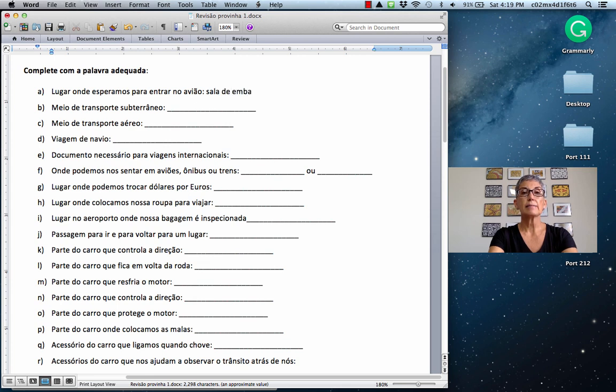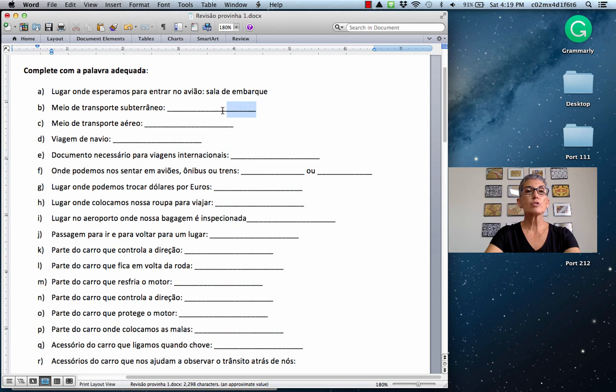de embarque. Okay? Notice that in the book it's going to say sala de espera, but sala de espera generally is at the doctor's office or the dentist's office. Okay? So at the airport is sala de embarque, so it's boarding room. Okay? And here you just say gate.